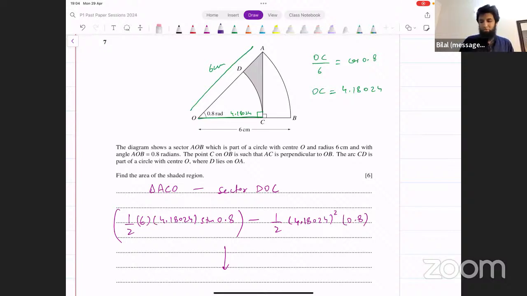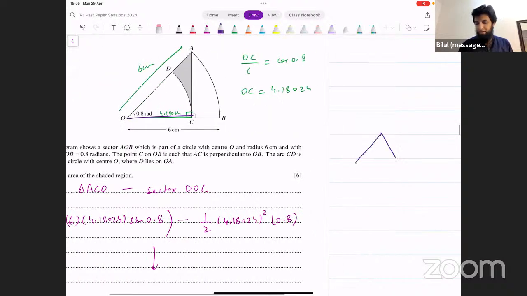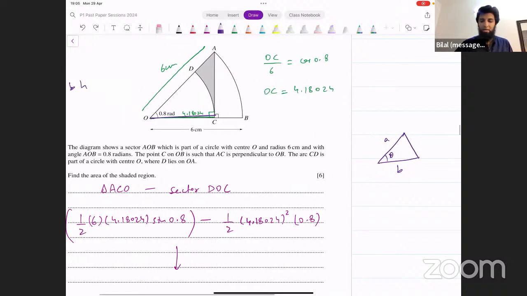When do we use half AB sine C, and when do we use just half base into height? Half base into height is when you have one side and a perpendicular to that. The other side should be perpendicular. The formula that we're using here can be used when you have a triangle in which no side is perpendicular, and two sides are given and the angle between them is given. There's no right angle, then you use this.